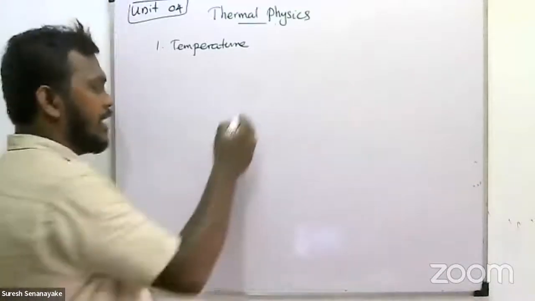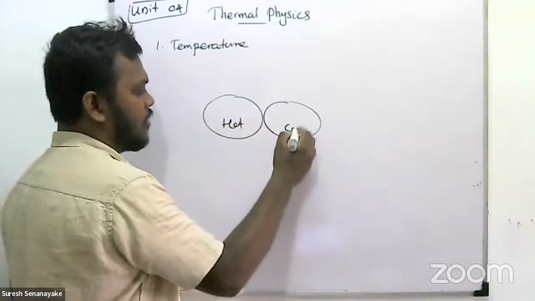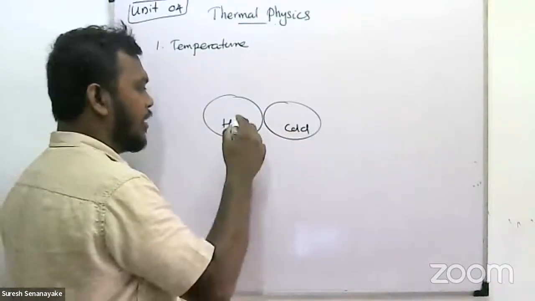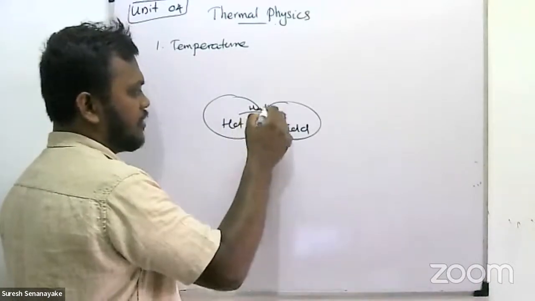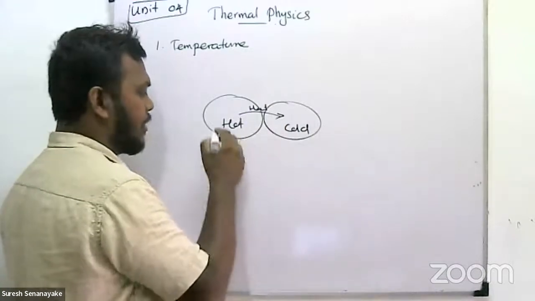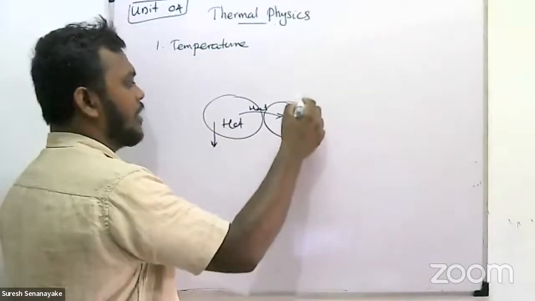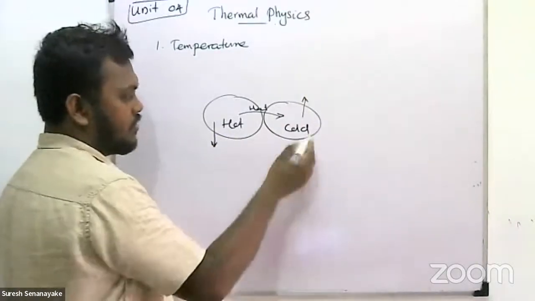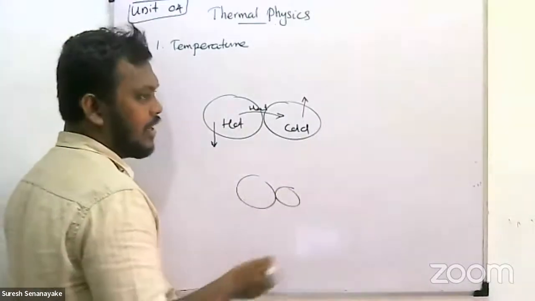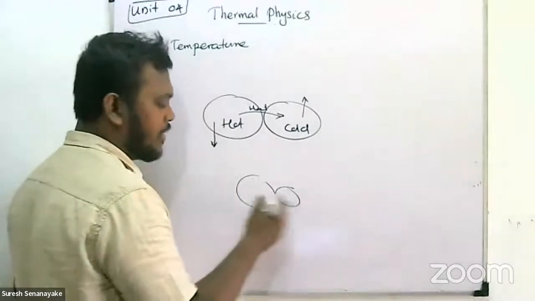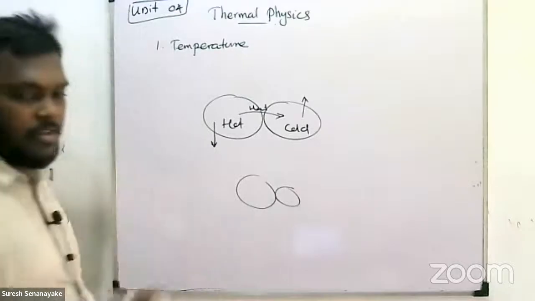If you contact the hot body with the cold body, this is hot, this is cold. Is the hot body given the heat to the cold body, right? So then the temperature of the hot body reduces, that's a decrease, and cold body increases. And when these two bodies come to the same temperature, even if they have high or low energy, if the temperature becomes the same, this energy transition is stopped.